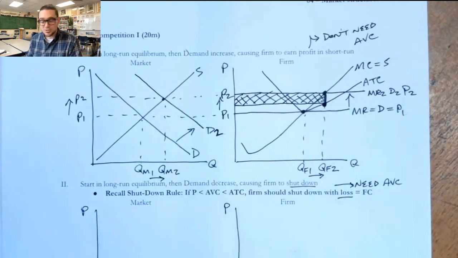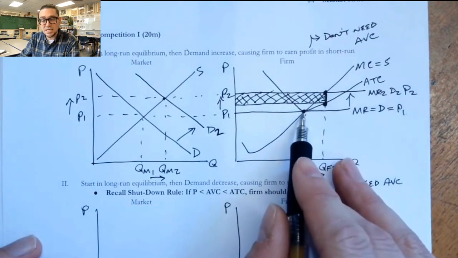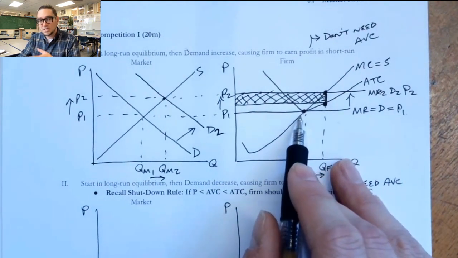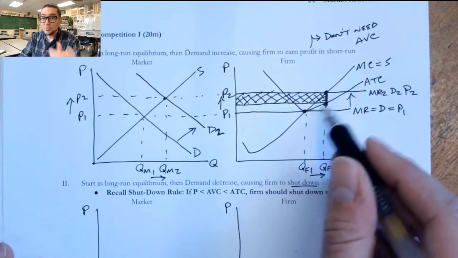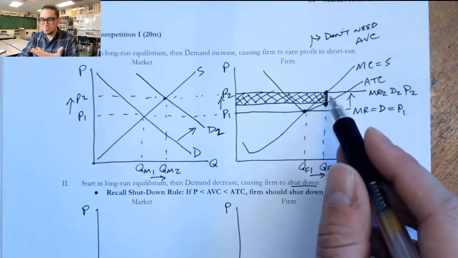Now, an important observation: the firm's earning a profit. They are not productively efficient anymore. Notice they're not at the minimum of ATC. So we would say that perfectly competitive firms are only productively efficient in the long run equilibrium. They're not actually productively efficient when they're making a profit. They're a little bit not efficient, but they're okay with that because they're making a profit, right? There's more demand for the products.